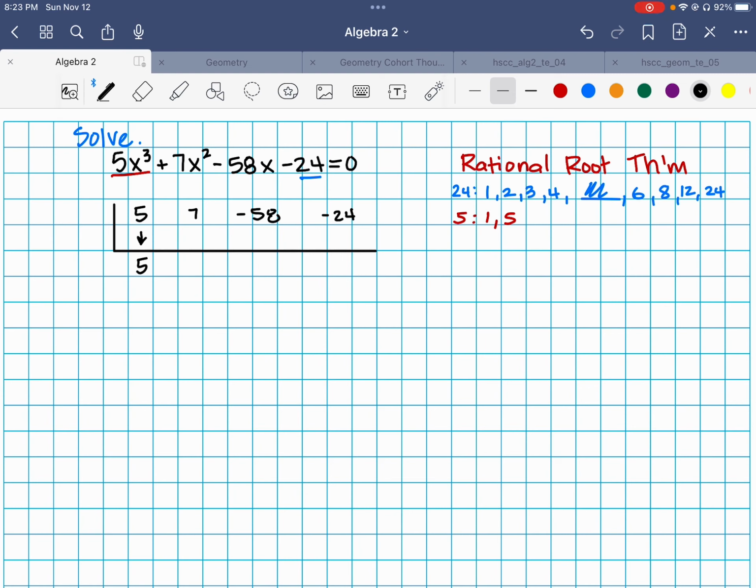I'm going to do 1 divided by 1, so I'm going to take the blue one and the red one, 1 divided by 1, and check to see if that works. So we're going to test to see if 1 works. 1 times 5 is 5, 5 plus 7 is 12, 12 times 1 is 12, 58 take away 12 is 46, negative, and then we have negative 46, and immediately we're like, okay, that's not going to work. So I now know that 1 is not going to be a factor.